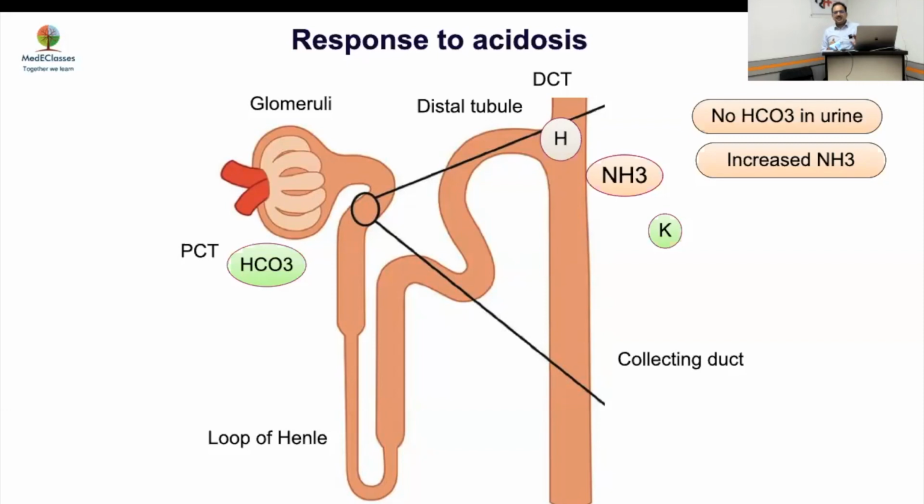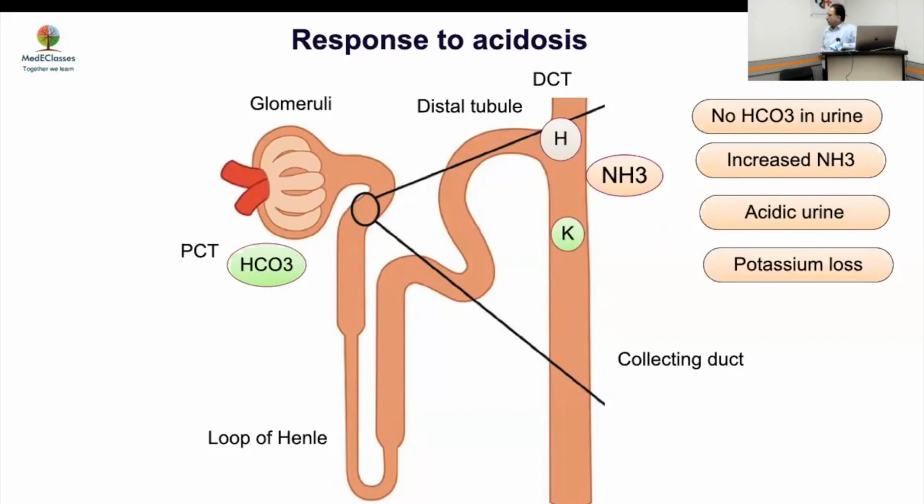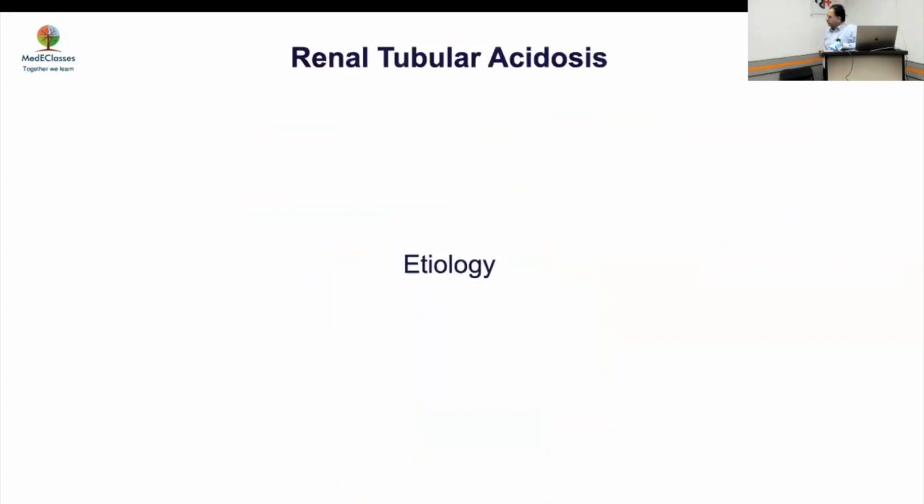While in conditions like RTA, where the problem is in ammonium production itself, your ammonium will not go up and you will have a positive urinary anion gap. So urinary anion gap is the best marker to distinguish a gastrointestinal from a renal tubular etiology, and this is what we'll discuss subsequently. So you'll have acidic urine and potassium will be lost, because if you have acidosis, you will be losing potassium.